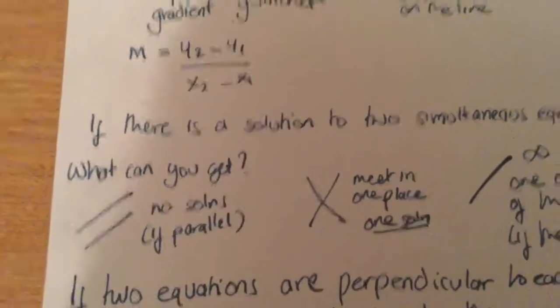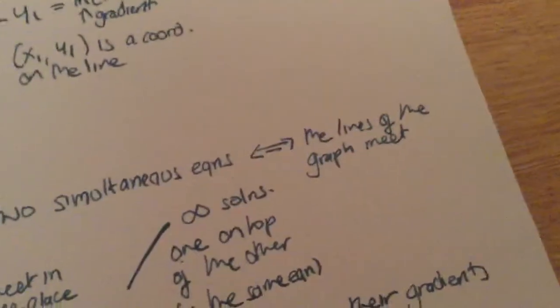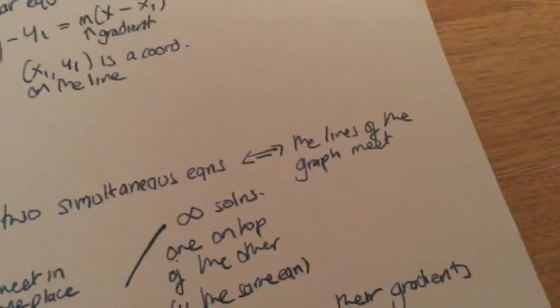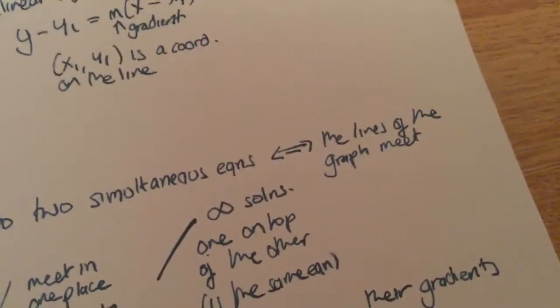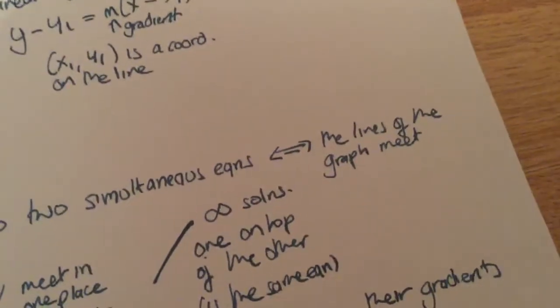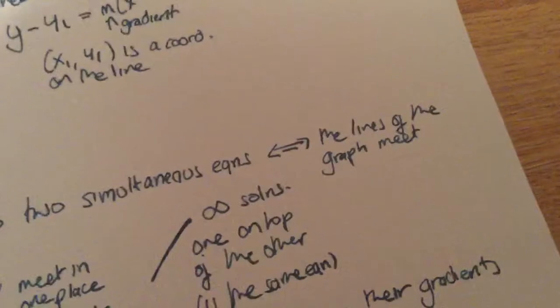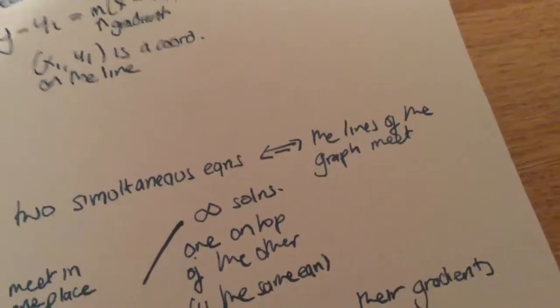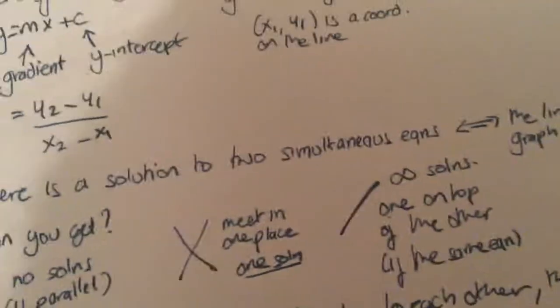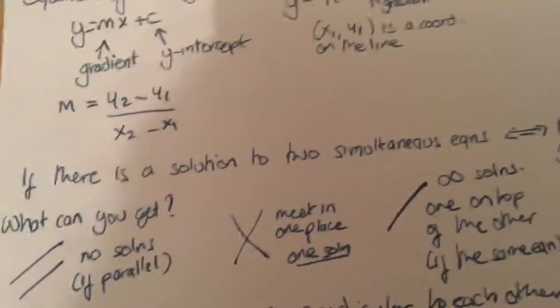Okay. If there's a solution to 2 simultaneous equations, that's the same thing as saying the lines in the graph meet. So if you were doing simultaneous equations and you got yourself a solution, you can tell that if you drew the graphs of it, they'd meet at least one point. You can also turn that on its head: if you draw 2 lines and you know they meet, that implies you could have solved those 2 as simultaneous equations algebraically, so they mean the same thing.